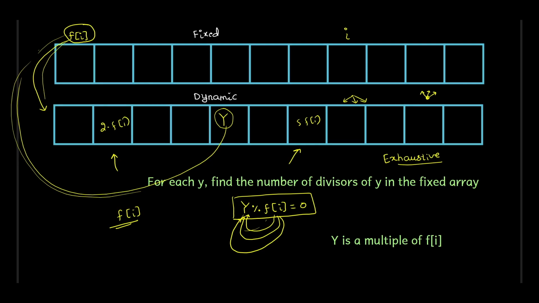So the final algorithm would be: for I in 1 to 10 to the power 6, like you have maintained the frequency array, right?